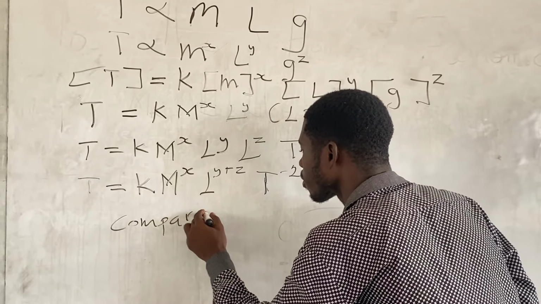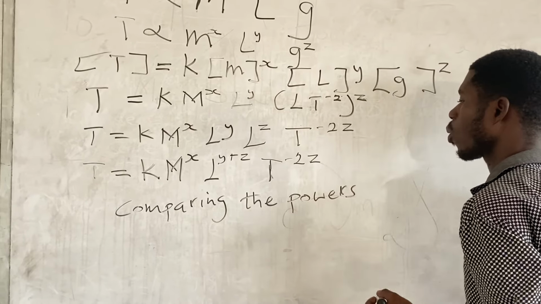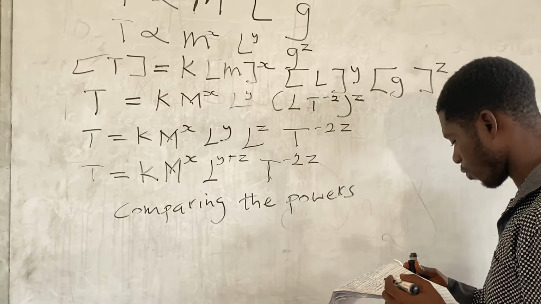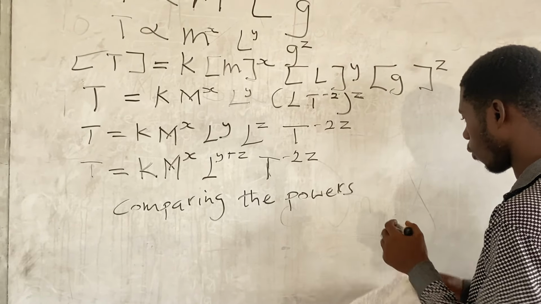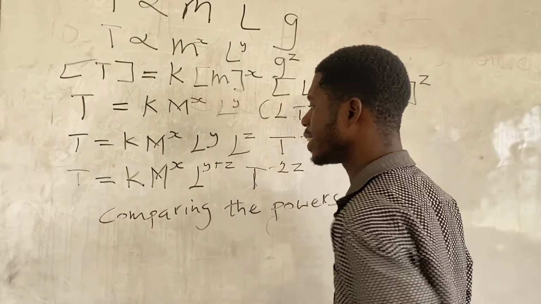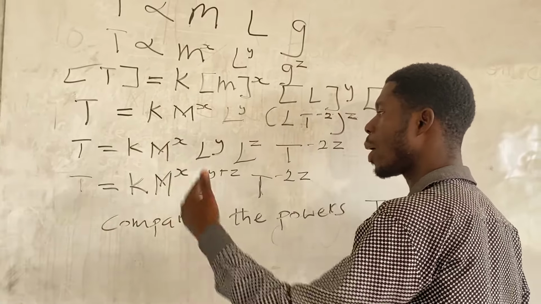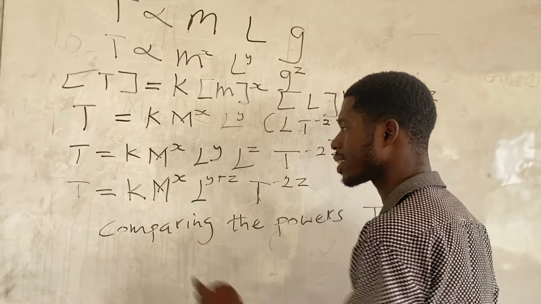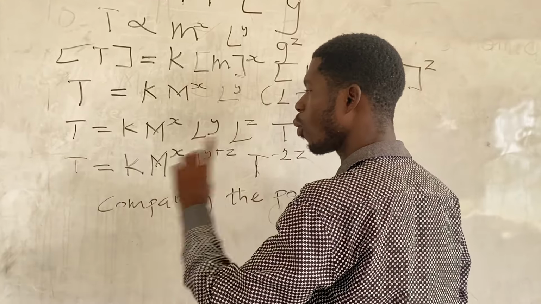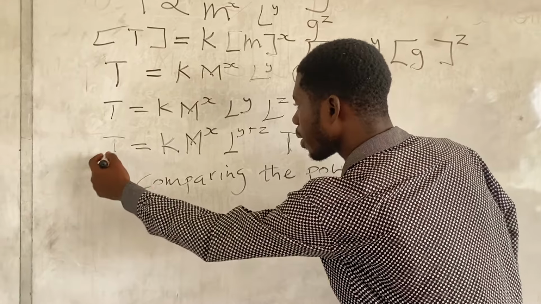Now, we are comparing the powers. Compare the powers of T. So what's the power of T? When it comes to the left hand side, the power of T is 1. 1 is here, but you don't write it. So for the left hand side, the power of T is 1.